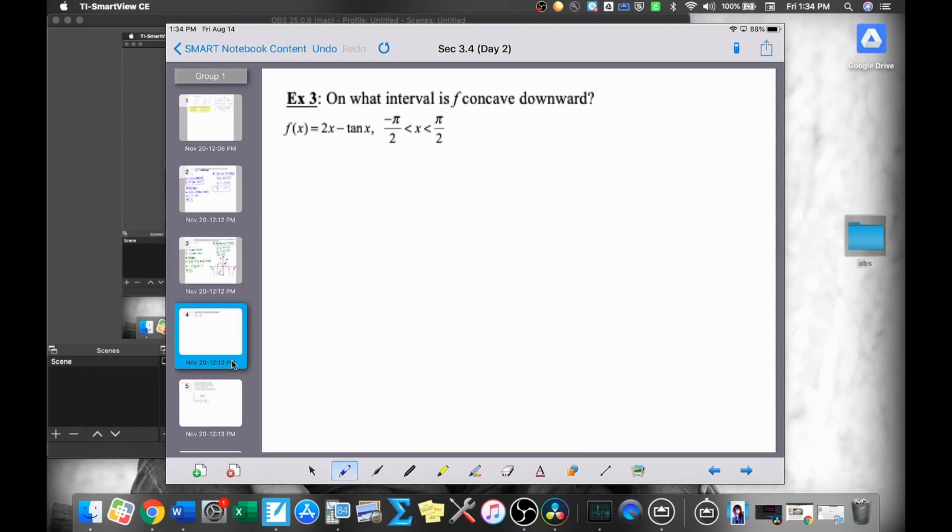Example 3 asks us, on what interval is f concave downward? So now we need to apply some previous knowledge. Let's go back to thinking about section 2.10 when we talked about what f prime tells you about f. If we want to know when f is concave downward, there are two ways that we could do this. One way is the graphical method, I will call it. So let's write this down because I'm going to show you both ways.